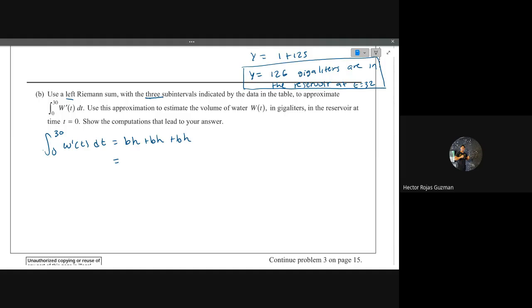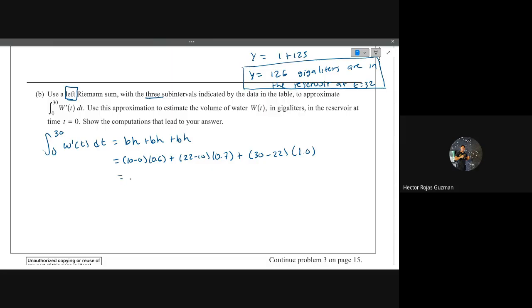The base is the difference between the x values, or in this case, the t values. And the first base is 10 minus 0. For the height, because we're using a left Riemann sum, you're going to have to use the left value, which is 0.6, plus. The next base is 22 minus 10. And we have 2 choices for the height. We're going to have to use 0.7. Finally, the base is 30 minus 22, and the height is 1.